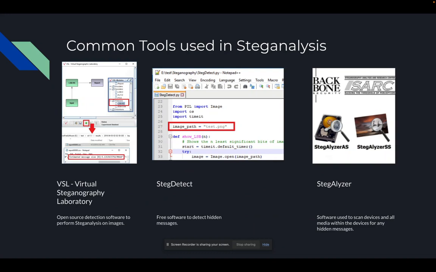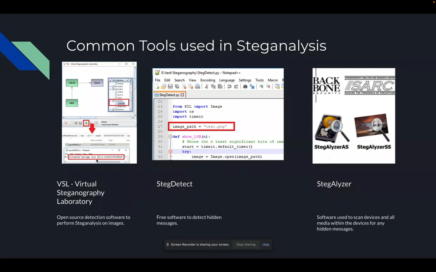So there are a few examples. There's many different examples of tools online. Just searching steg tools or steganography tools, you come up with a giant list of them. Here's just a few sample ones that I found interesting.